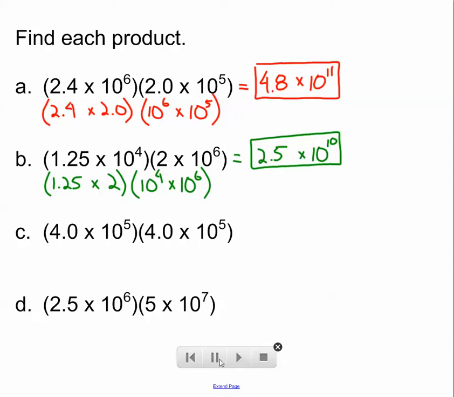4 times 4 is 16. And 10 to the 5th times 10 to the 5th is 10 to the 10th. All right, this is not scientific notation because we've got a number that's greater than 10 here. We have to have a number that's less than 10. So what I want to do is make that 1.6 instead of 16. But if I change that, I have to change my power of 10. I basically just divided this number by 10. So I better multiply this number by 10 in order to keep things balanced out here.